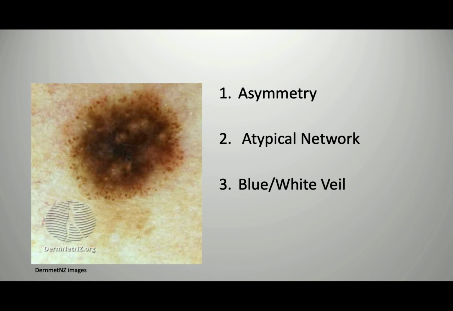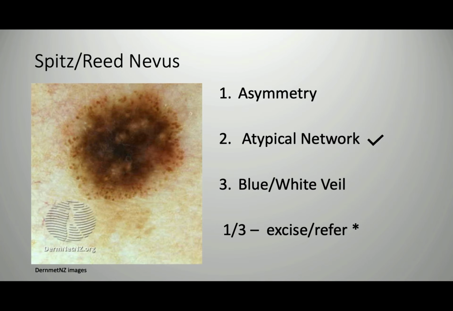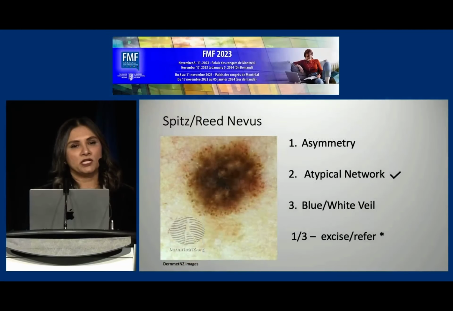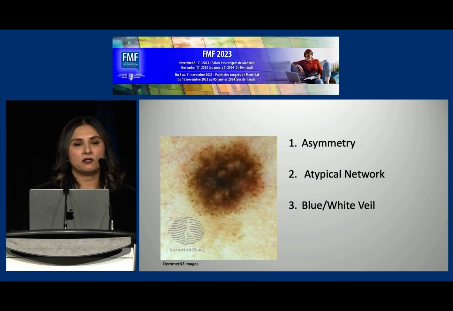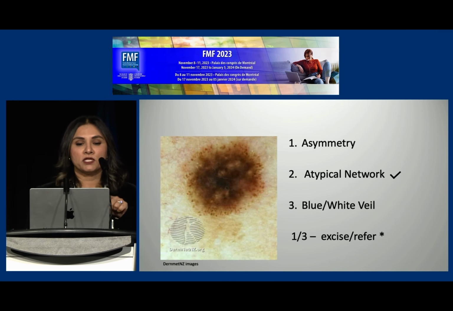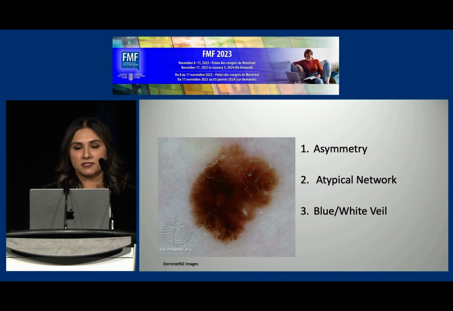Here's another nevus. It looks fairly symmetrical. It does have the atypical network. There's no blue-white veil, so 1 out of 3. Do we excise or refer this? This one we probably will excise because it's a Spitz or Reed nevus, and sometimes these nevi can mimic dysplastic or atypical nevi. So anything where you see that starburst pattern or that kind of peripheral pattern, we always remove these lesions regardless, even though this one is a Spitz or a benign nevus.